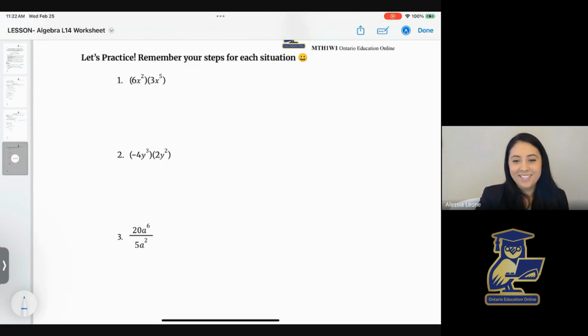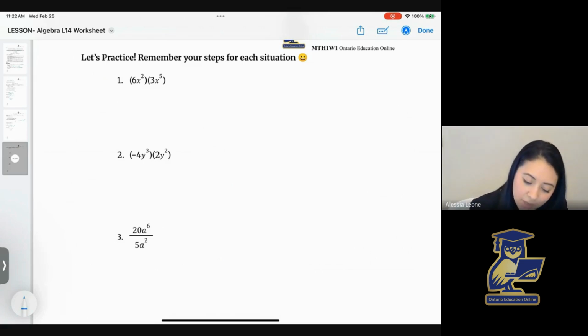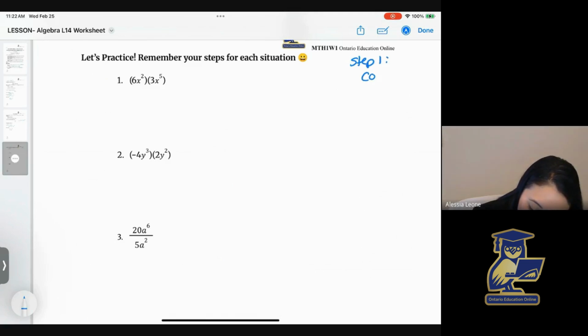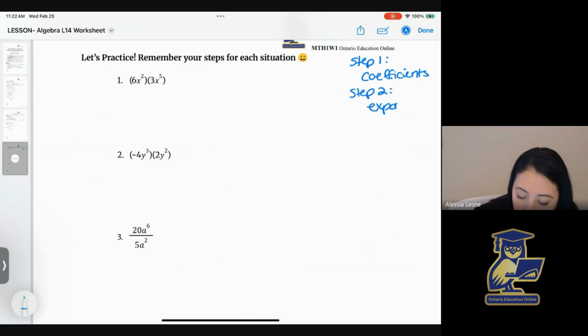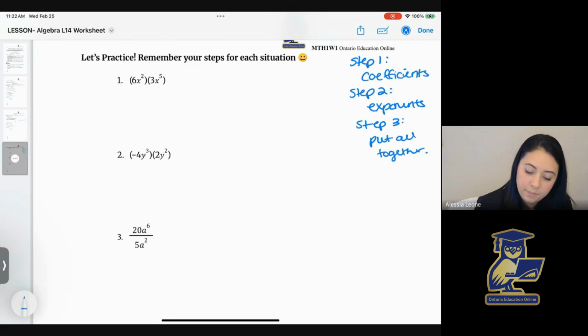Our turn to practice. Now we just have to remember our steps. So there's always going to be 2 steps. Step number 1 is always working with the coefficients. Step 2 is working with exponents. I'm going to put a little note over here. Step 1, coefficients. Step 2, exponents. And actually step 3 would be put it all together.